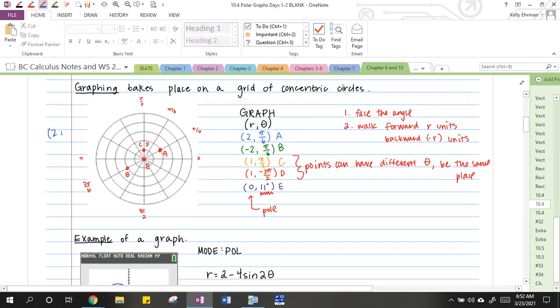2 pi. Face pi, go out 2 units, walk forward 2 units, I should say. That's 2 pi. If you could lay a rectangular XY grid on top of this, can you imagine that this could also be the point -2, 0 in the XY plane? I can. It looks like it's on the x-axis, right? So there is a relationship between these two things. We're not talking about a completely different number system or anything.